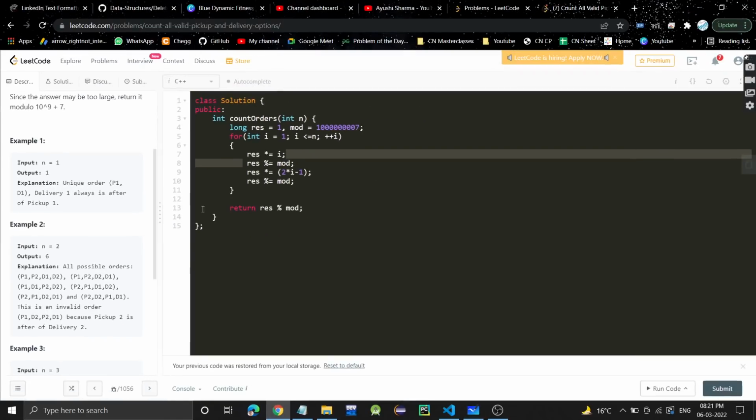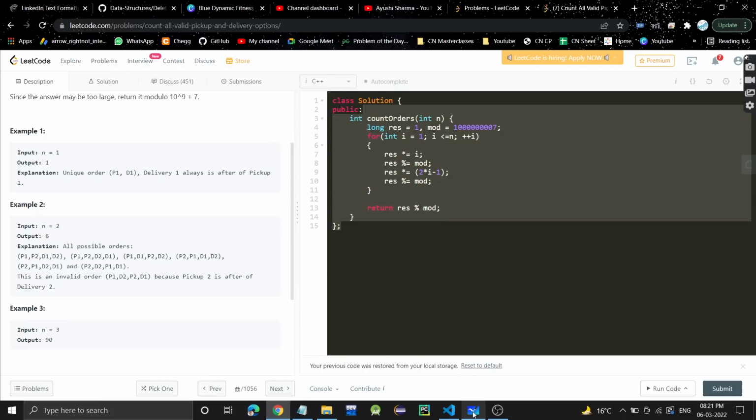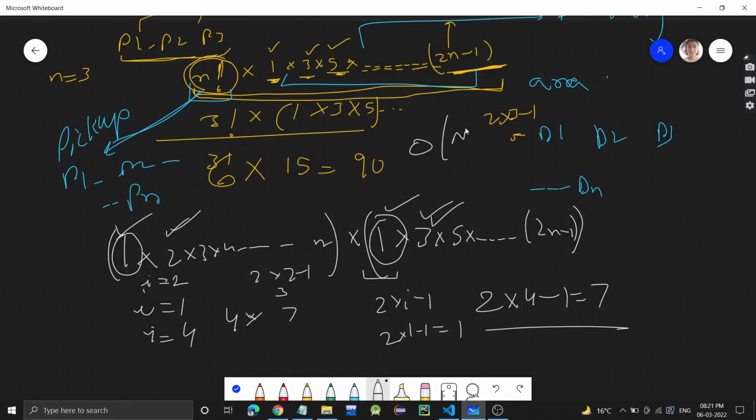Fine. I hope you understood the problem and the approach. Let me know in the comments if you have any doubt. Time complexity for this is O of n. Fine, and space is constant.